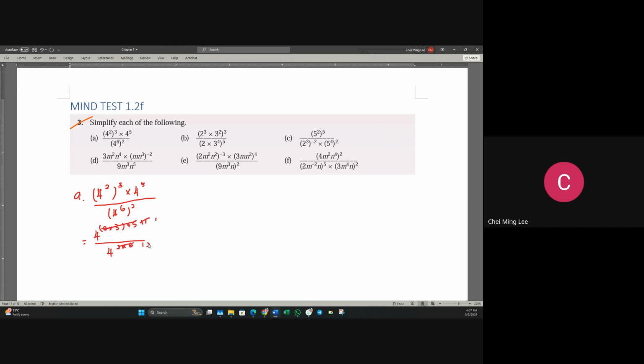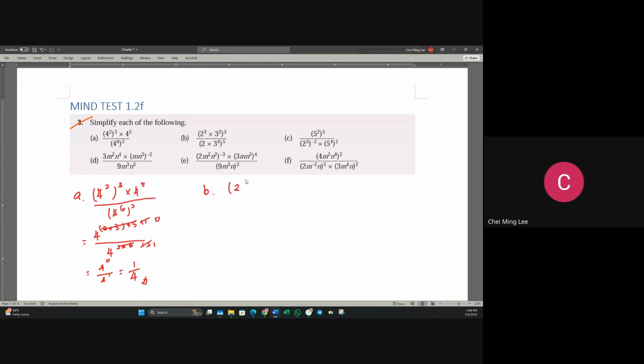So when this one is taken out, this one becomes 1 and this one becomes 0, because it's minus 1, 11 minus 12, correct? So we take out this one, left 1, this one left 0. So it becomes 4 to the power of 0 over 4 to the power of 1, and the answer will be 1 over 4. Can you understand? All right. Now for B.